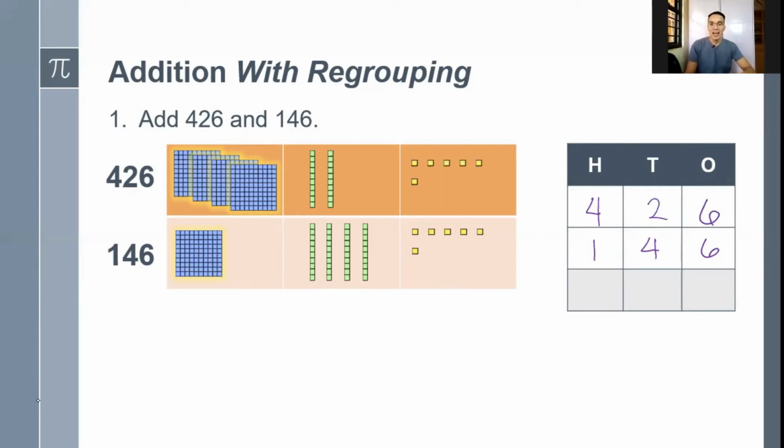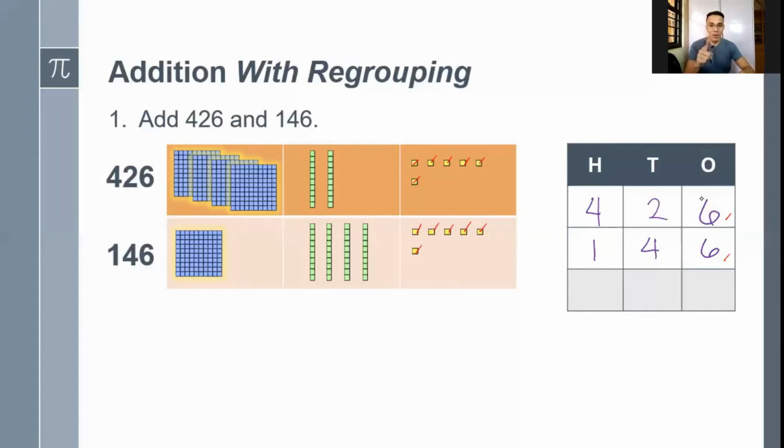Okay. Now, you have to remember that when adding numbers, we have to start adding the ones. And addition means it's about putting objects together. So what are the ones here? We have 6 and 6. 6 ones and 6 ones make what number? Let's count the number of ones in our base 10 blocks. 1, 2, 3, 4, 5, 6, 7, 8, 9, 10, 11, 12. 6 ones and 6 ones make 12 ones.